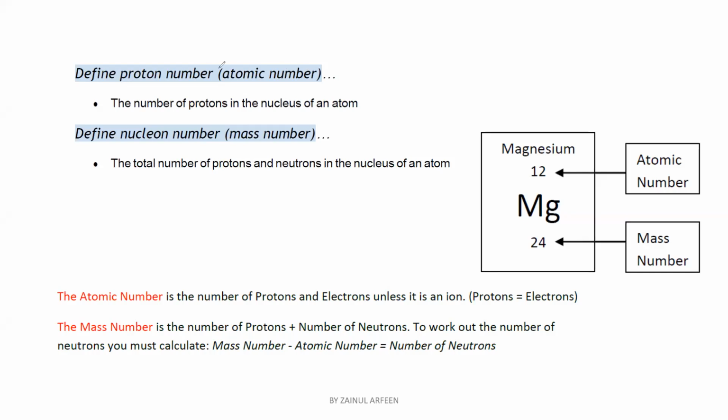If a question is to define proton number, how do you define it? Proton number is the number of protons inside the nucleus of an atom. And what is a nucleon number? This number is known as the mass number or the nucleon number. It is the total number of protons and neutrons inside the nucleus. So mass number is also known as nucleon number, which is the sum of protons and neutrons.